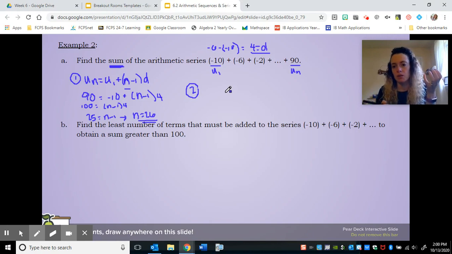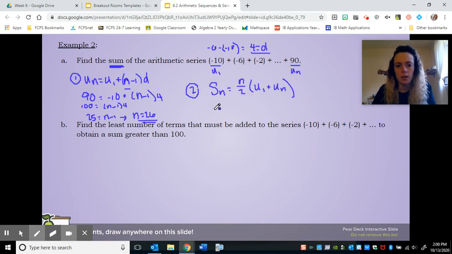It just depends on how much work you want to do, or whether you always want to use one formula over the other. It's kind of like solving simultaneous equations, where sometimes one way is easier than others, but it's whatever you're comfortable with. So I'm going to write out the formula that I'm going to use, and sub in what I know. My n is 26 because I just found it.